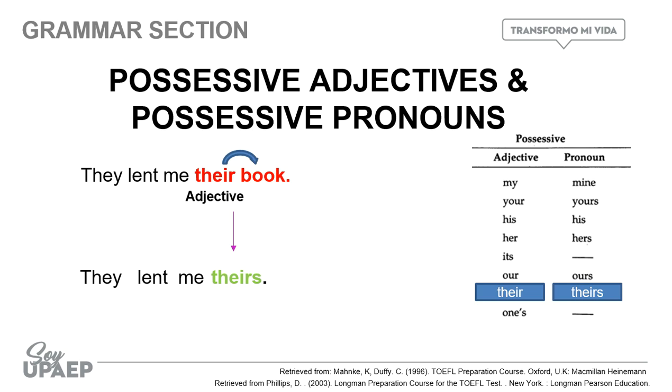So both sentences show possession. The only difference is that in the first one, you have a possessive adjective, and in the second one, you have a possessive pronoun. What is the characteristic of possessive adjectives? They always need a noun in front of them. And if you notice, the possessive pronouns do not need nouns in front of them.